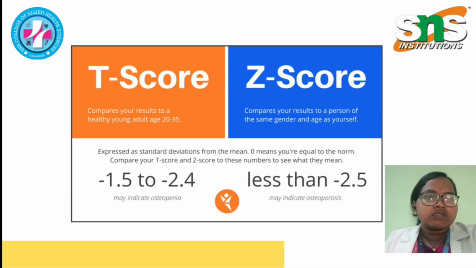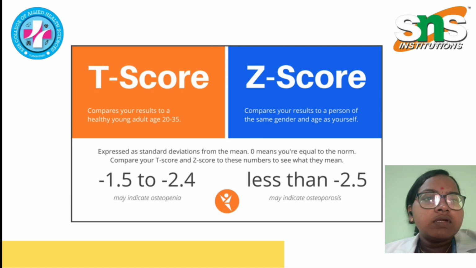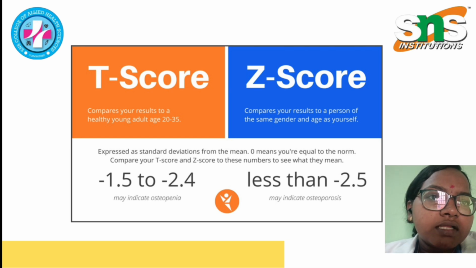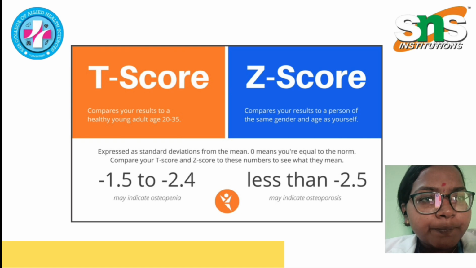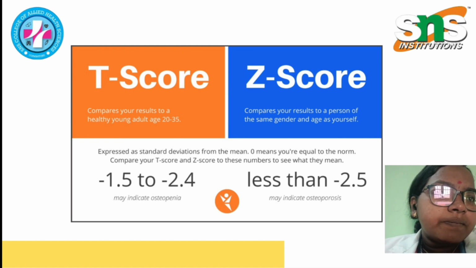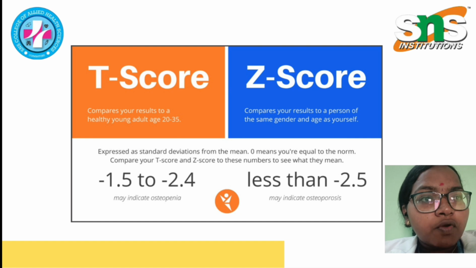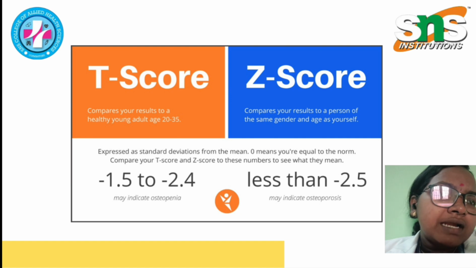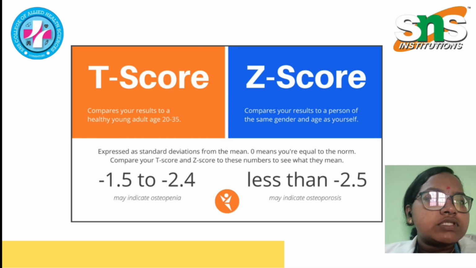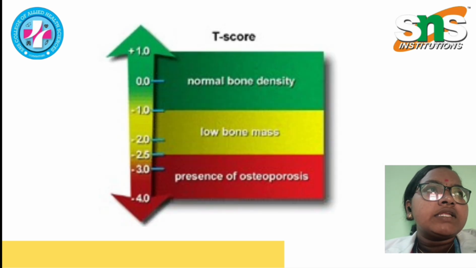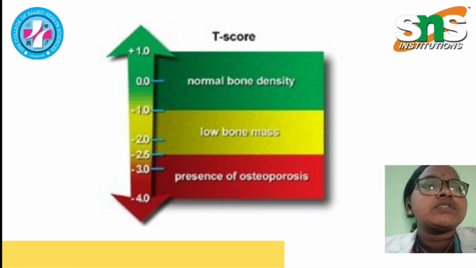Here is the difference between the T score and the Z score. As I already told, the T score compares your results to a healthy young adult of 20 to 35, and the Z score compares your results to a person of the same gender and age as yourself. Minus 1 to minus 2.4 is also known as osteopenia, and less than minus 2.5 will be considered osteoporosis. So the main indication for these two studies is osteoporosis and osteopenia.